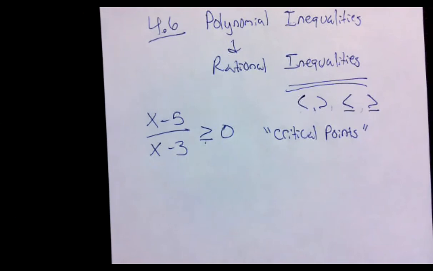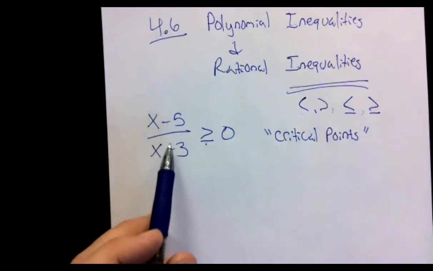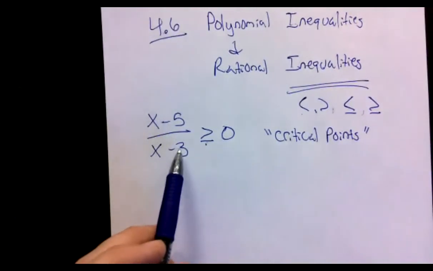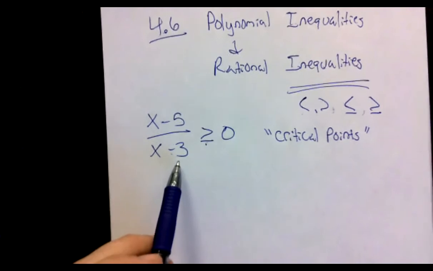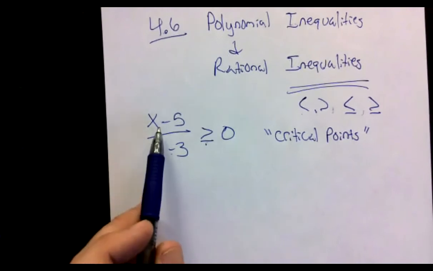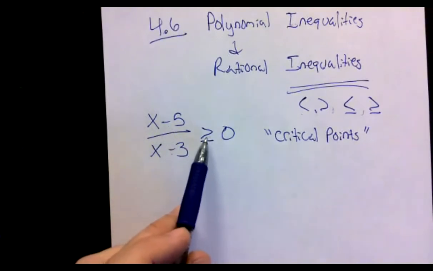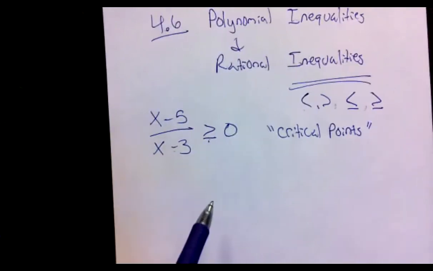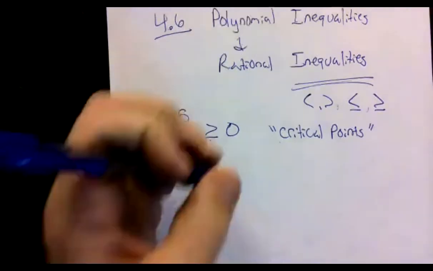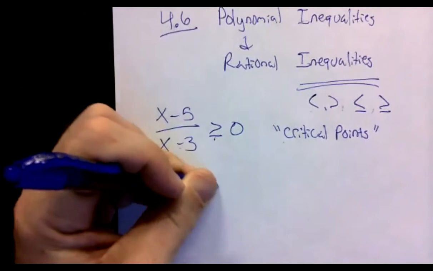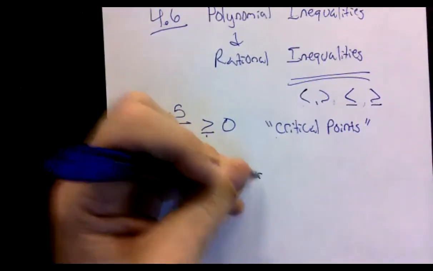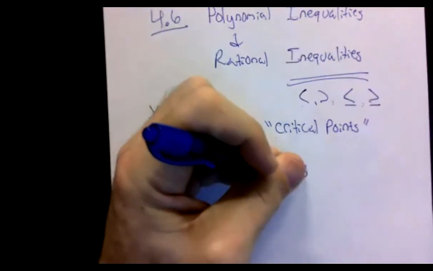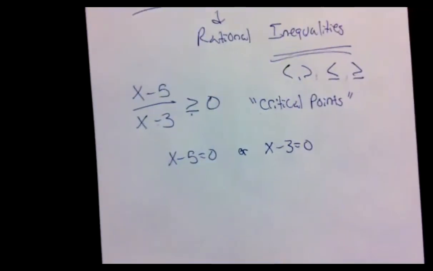Okay, and basically your critical points are whatever causes either the numerator or the denominator to equal 0. So again, if the denominator equals 0, you've got some undefined function. And when your numerator equals 0, that's what causes this to be 0. So our critical points occur when either the numerator equals 0 or when the denominator equals 0.